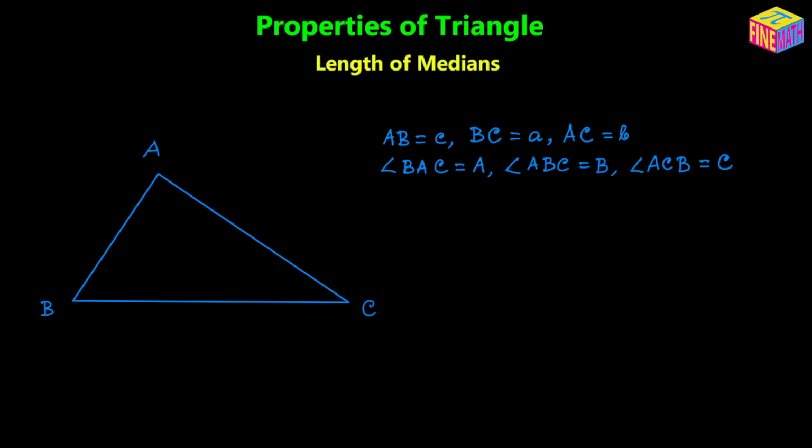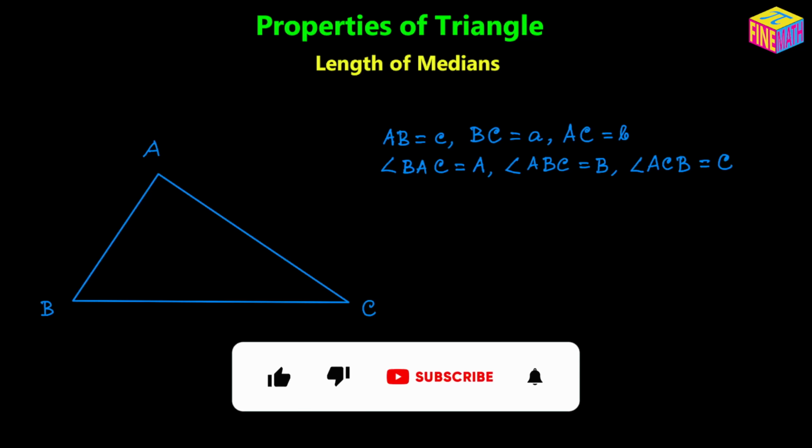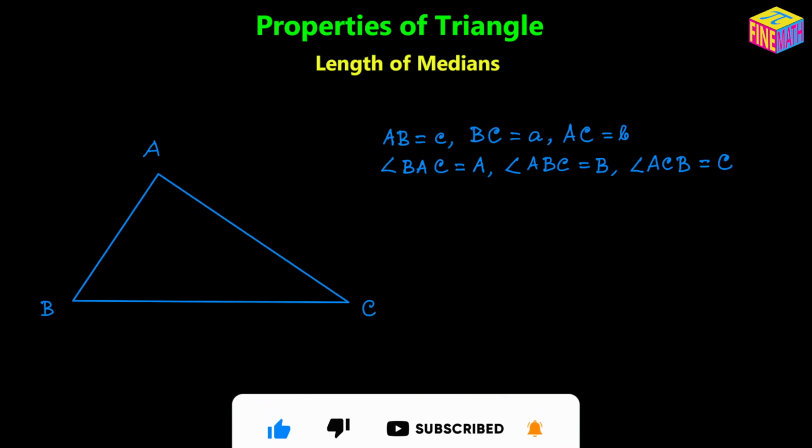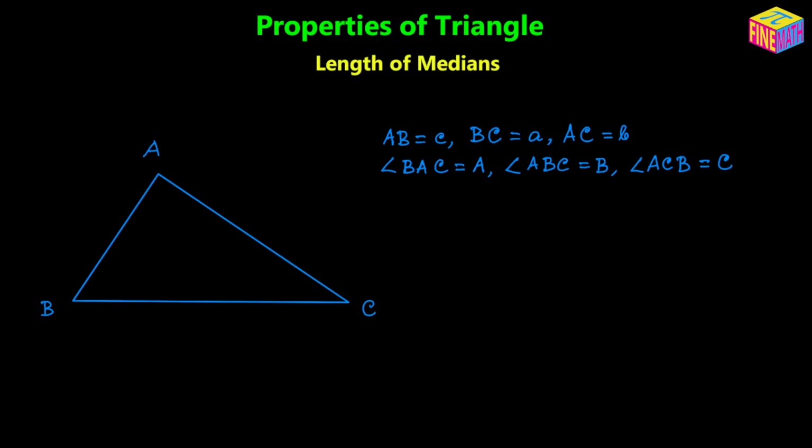Here I have a triangle ABC, where the side AB is denoted by lowercase c units, the side length BC is denoted by lowercase a units, and the side length AC is denoted by lowercase b units. Also, the angle BAC, which is the angle near the vertex A, is denoted by uppercase A, whether degrees or radians, it really doesn't matter. Similarly, angle ABC, near the vertex B, is denoted by uppercase B, and angle ACB is denoted by uppercase C.